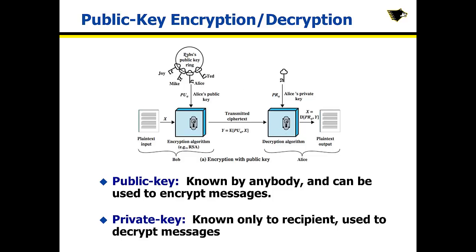We just talked about the public key and the private key. The public key is known by anybody. It can be used to encrypt messages, but it cannot be used to decrypt messages. The private key is only known to the recipient. It is used to decrypt the messages.